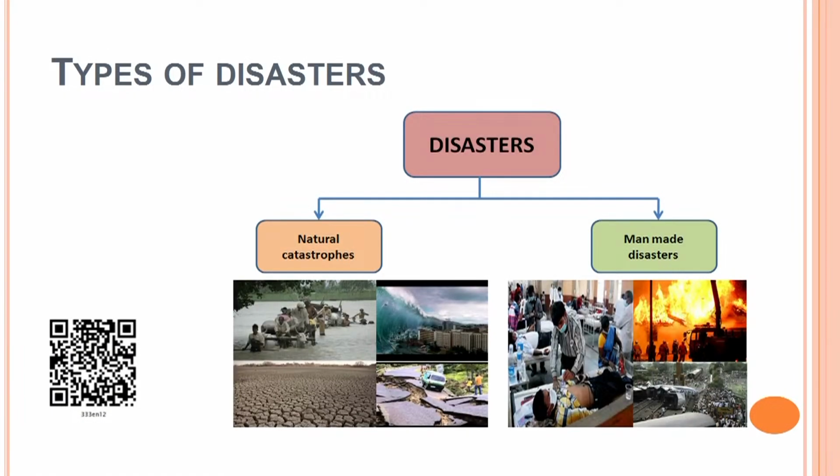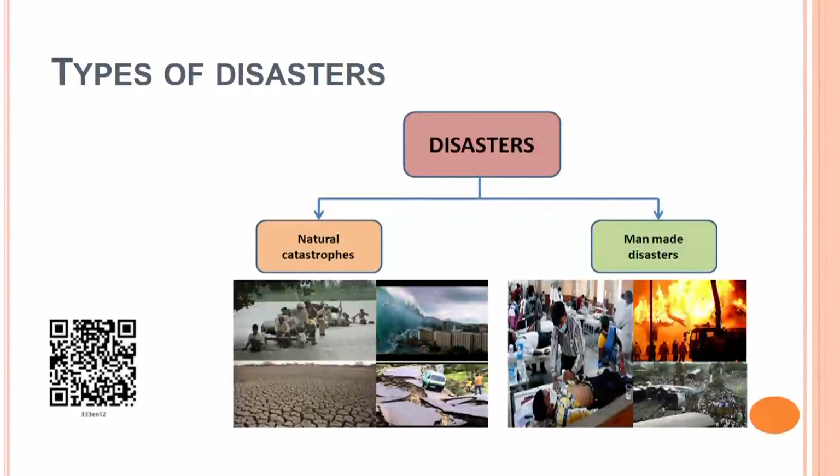Look at the figure. Natural disasters include flood, drought, cyclone, tsunami, earthquake and cloud burst. When we come to man-made disasters, they can be fire, railroad train accidents, industrial accidents and chemical disasters.